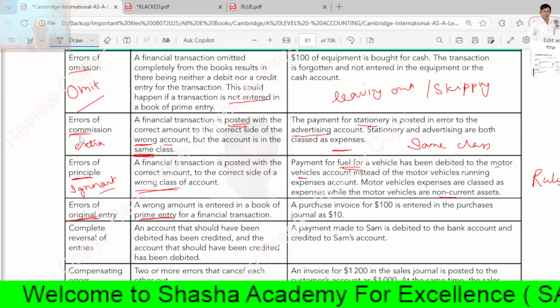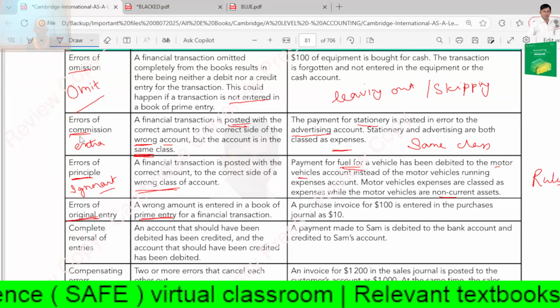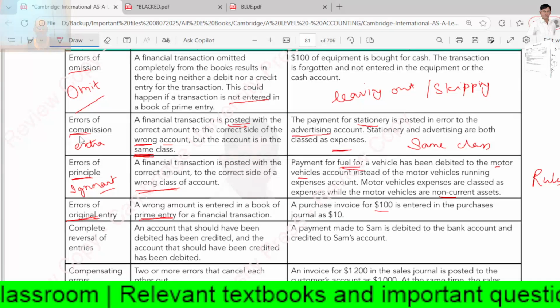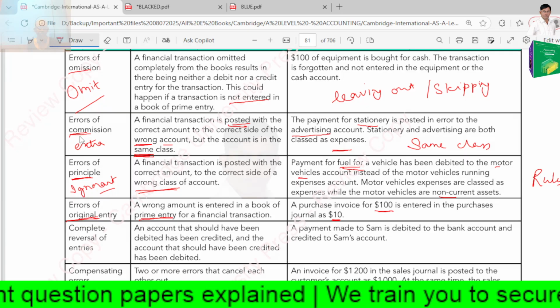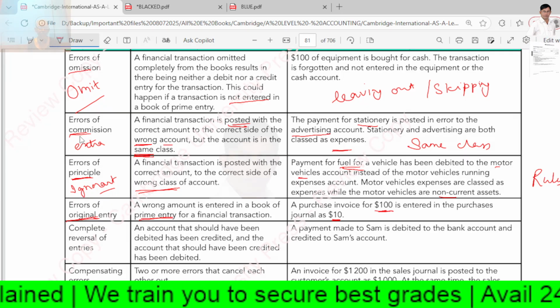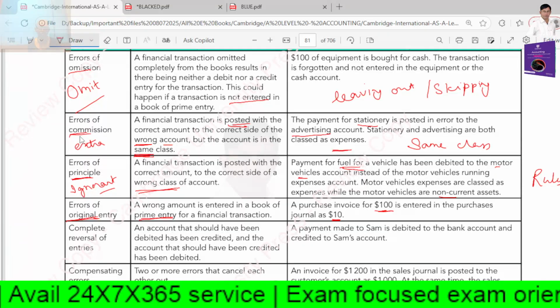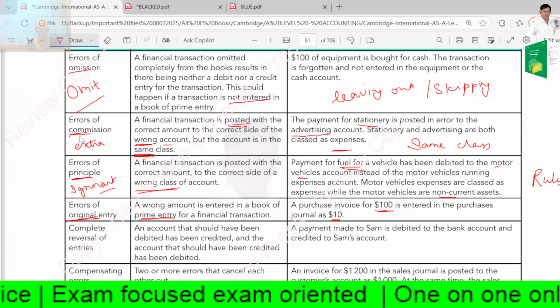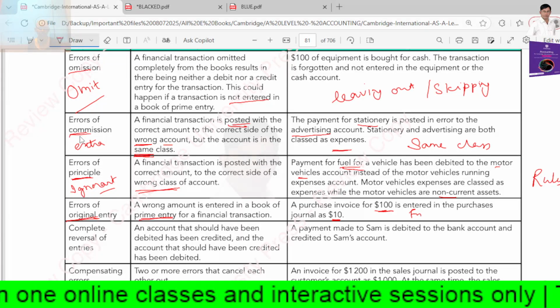So a wrong amount is entered in the book of prime entry for a financial transaction. A purchase invoice is entered in the purchase journal as 10. See, it has been entered, but the amount itself is wrong. At the time of entering, the amount is wrong. So original entry means book of prime entry, so the first recording itself is wrong.